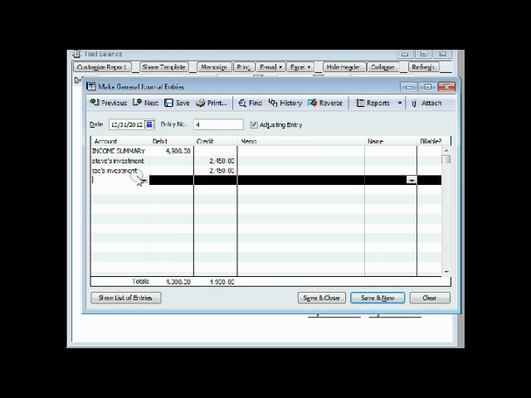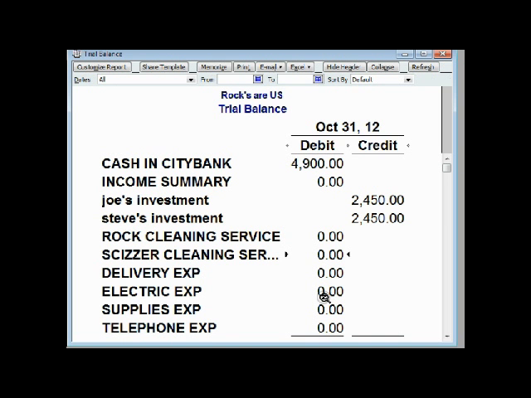And when I click Save and Close, Steve's investment and Joe's investment will be showing up on the trial balance for these amounts, and income summary will be 0. And there you go. So now, whatever the net income was during October, the net income was $4,900, but you can see Joe has a 50% claim on that, and Steve has a 50% claim on that.